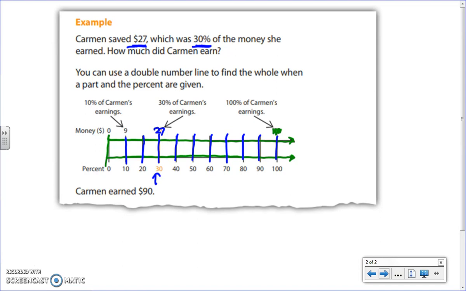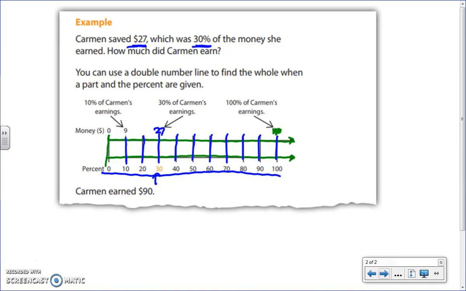Okay, so my number line would be completely blank except for the zeros and the percents on the bottom. I've separated into 10% increments. And I stopped at 100% because that would be all of the money. That represents the total amount. Okay? When I start with 30% and 27, then I can find some other values on my number line.